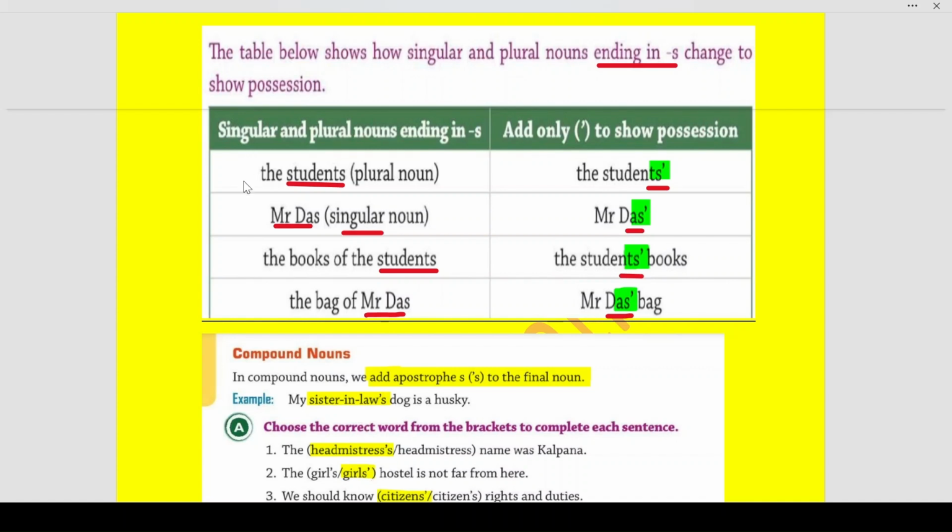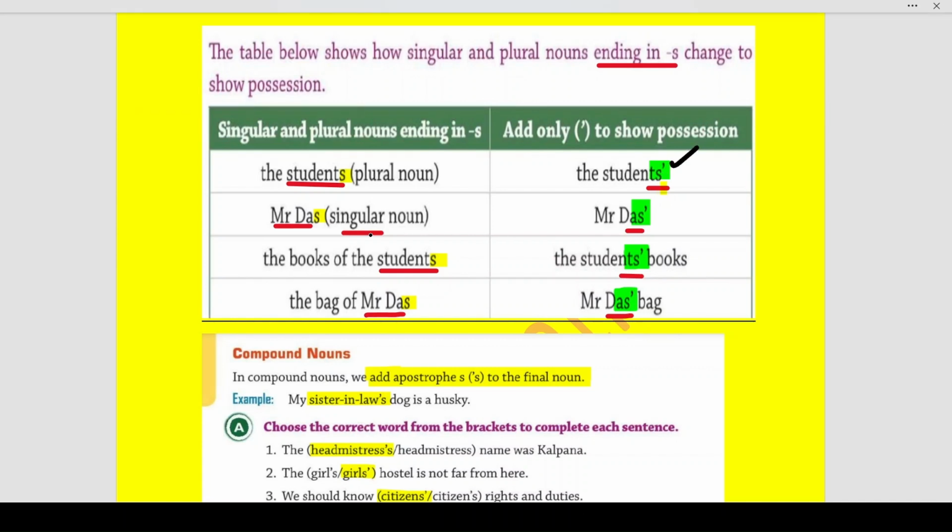Now, how does a noun form change to possessive when it is ending in S? Mr. Das, students is ending in S, and Mr. Das again is ending in S. So the students plural form changes to the students'. Can you see? The apostrophe is added after the S.